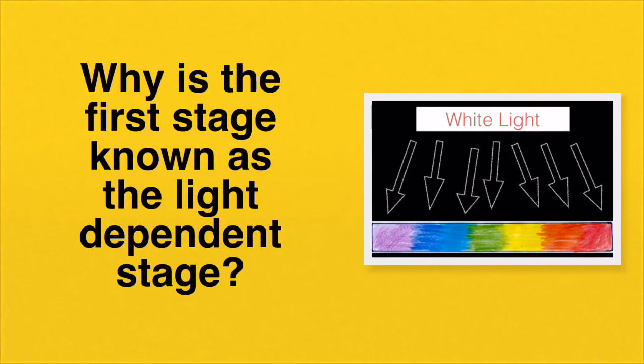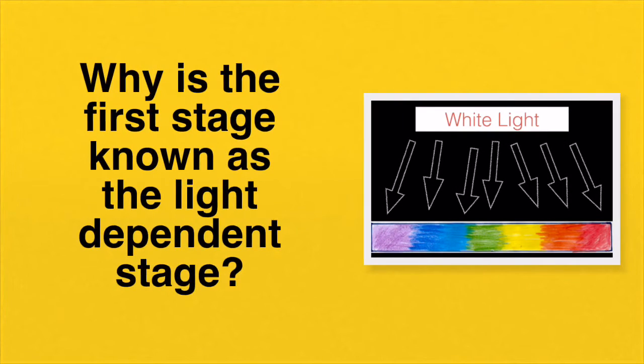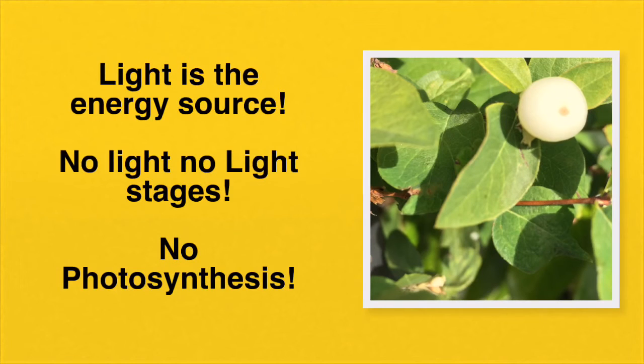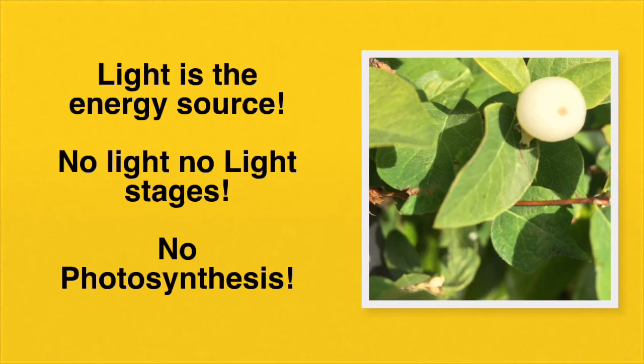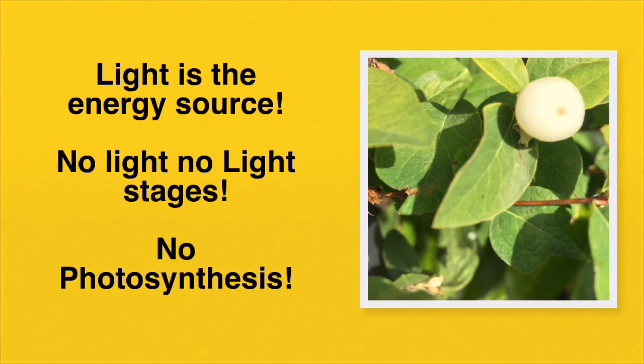Why is the first stage known as the light-dependent stage? Well, the first stage is all about trapping the sun's energy, and this energy is going to fuel the reactions of the dark stage, so the second stage. So if there's no light, then there's no light stage, then there's no photosynthesis.